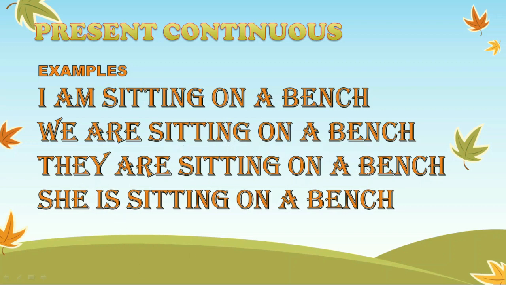They are sitting on a bench. So, this is a third person. So, we are using are as a helping verb and the ing form of verb. She is sitting on a bench. Now, this is third person singular. So, the helping verb is used in this sentence.